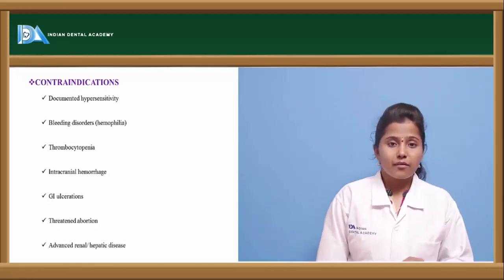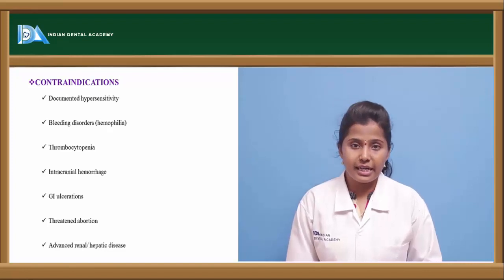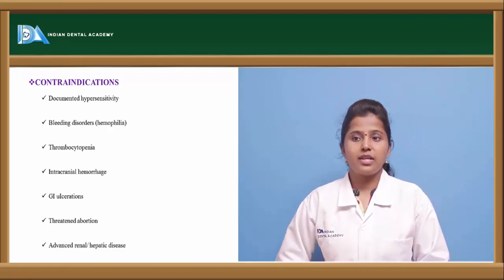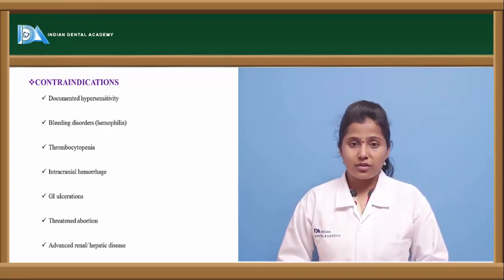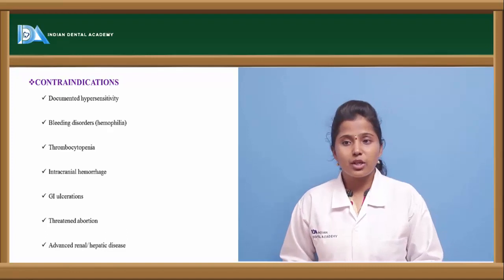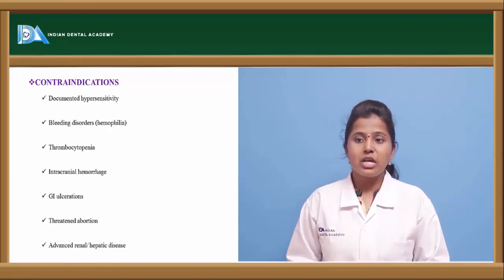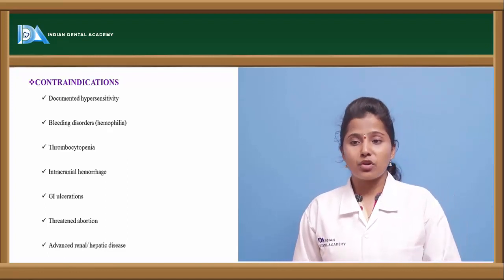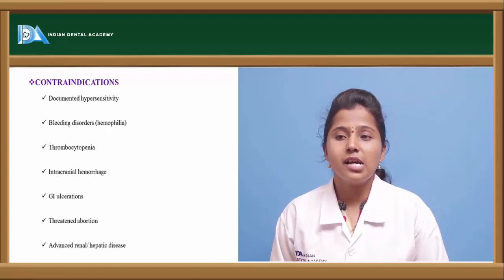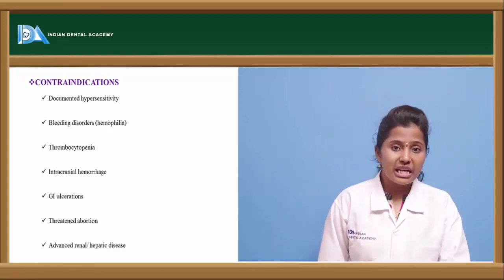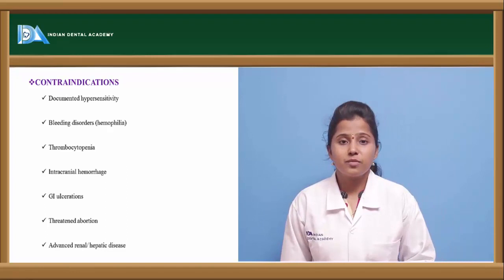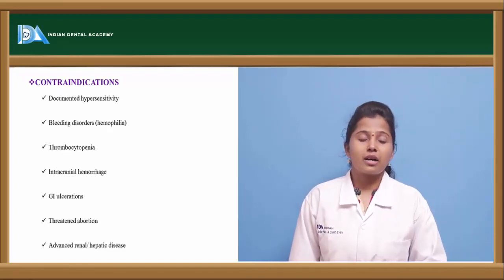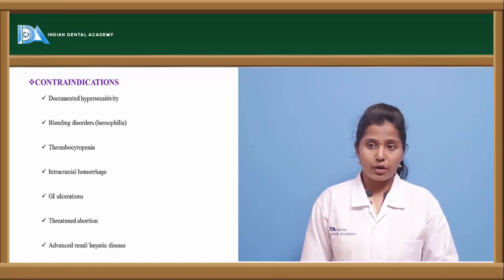Contraindications. In which conditions should heparin be contraindicated? First one is hypersensitivity, then bleeding disorders, for example hemophilia, thrombocytopenia, intracranial hemorrhage, gastrointestinal ulcerations, threatened abortions, and advanced renal or hepatic diseases. If a patient is suffering from any of these disorders, heparin should be strictly contraindicated, because it shows a synergistic effect, or more loss of blood or hemorrhage occurs.